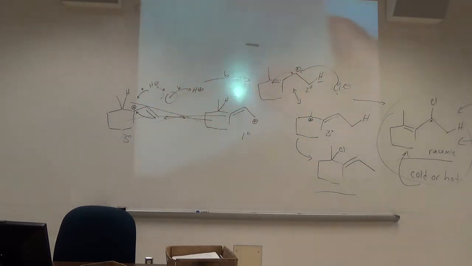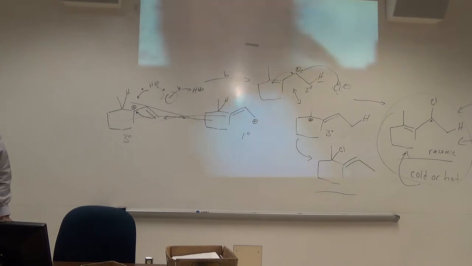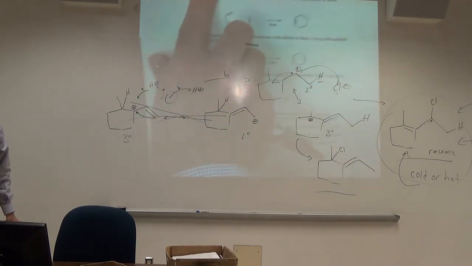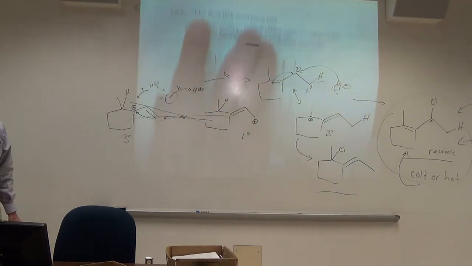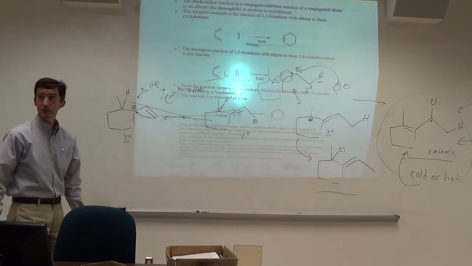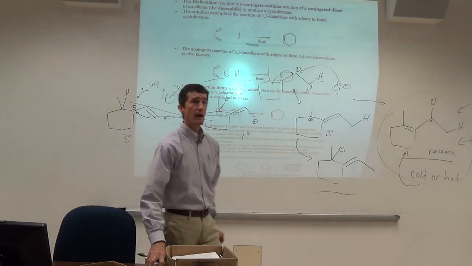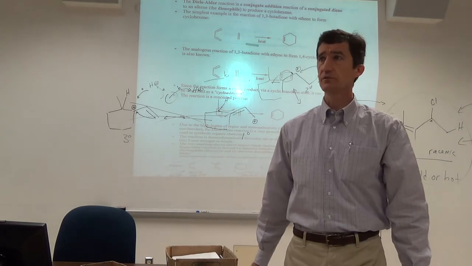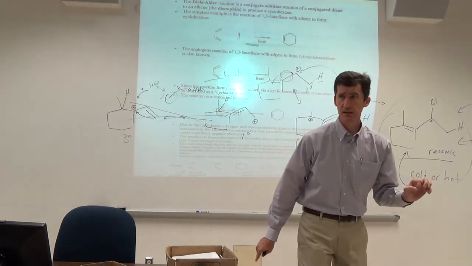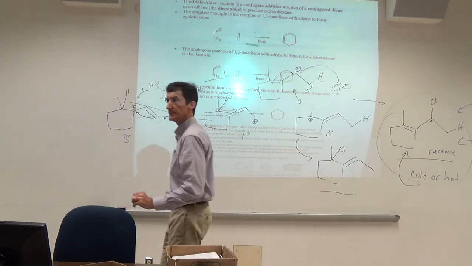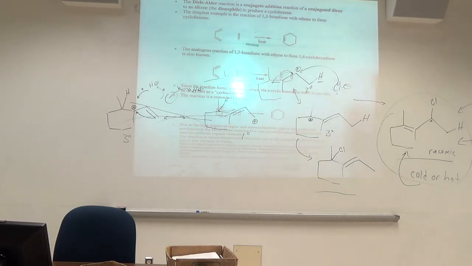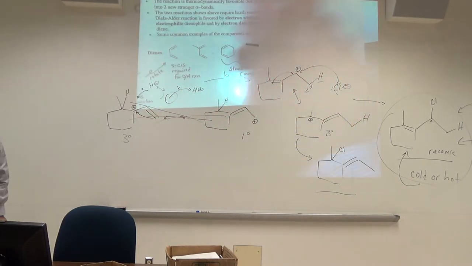Let's look over at the Diels-Alder reaction. Diels-Alder reaction, we're over in chapter 17. Diels-Alder reaction is a type of pericyclic reaction. Those types of reactions are classified in chapter 17. Pericyclic reactions have cyclic transition states. Diels-Alder is probably the most famous type.